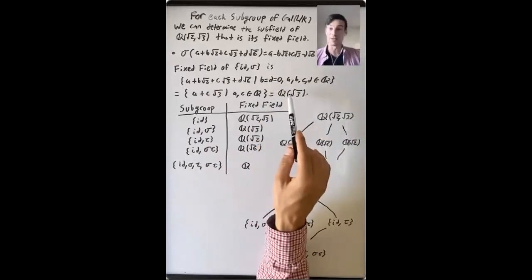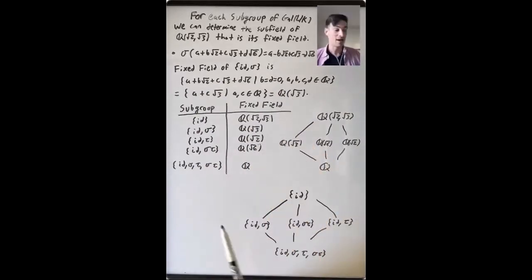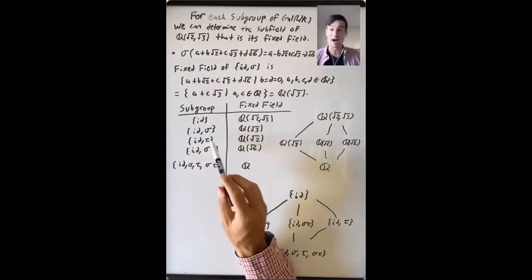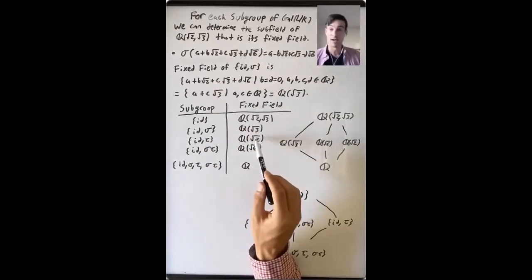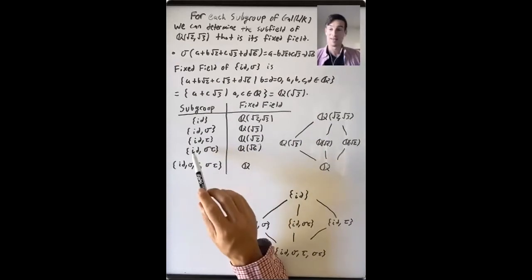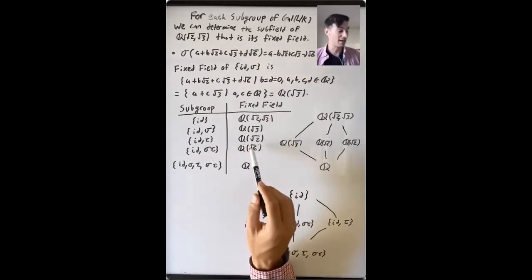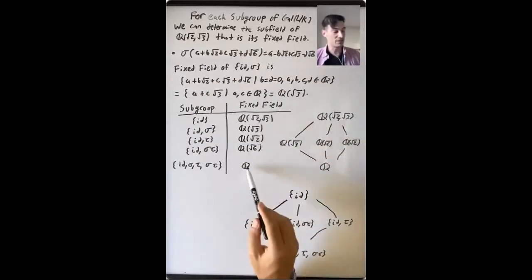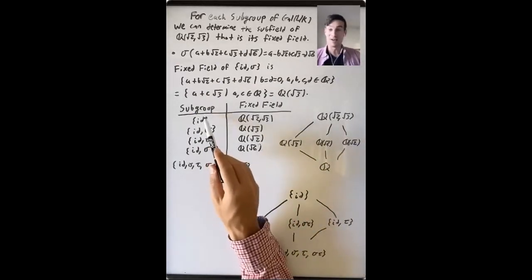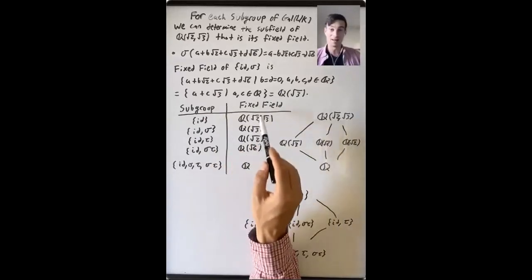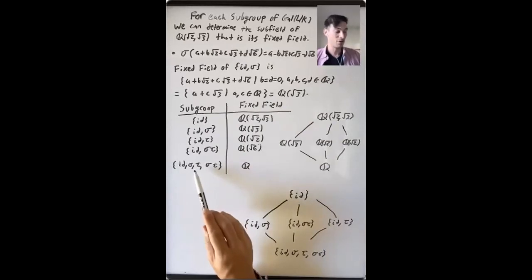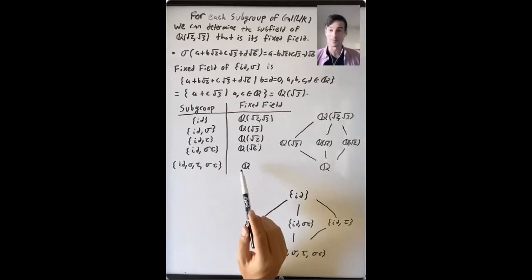Okay, so you can do something very, very similar and see that the fixed field of the subgroup, for example, the identity and tau, is Q adjoin square root of 2. And the fixed field of the subgroup, the identity and sigma tau, is Q adjoin square root of 6. And okay, these two are clear: the fixed field of the identity subgroup is all of L, and the fixed field of the entire group of automorphisms of L fixing Q is just Q.